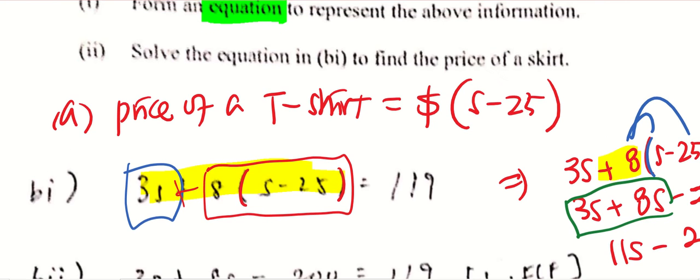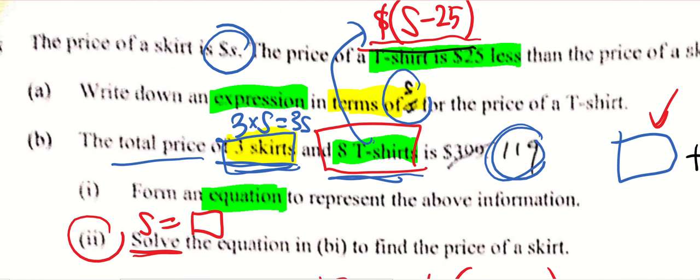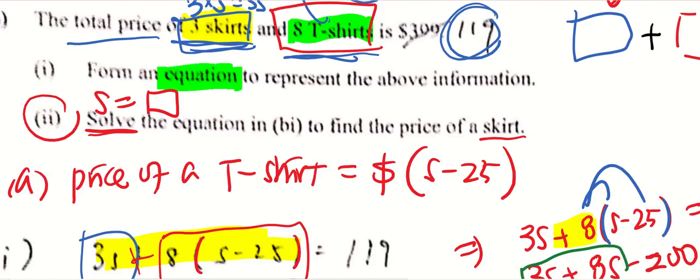Next, part 2 asks you to solve the equation that you formed in part 1. Again, what does solve mean? Means at the end of the day, I want to get x equals to something, a number. Sorry, not x. In this case, it's s, right? The letter s. The variable here is s. I want to solve for s. Essentially, asking you, what is the price of a skirt? What is s? To find the price of a skirt.